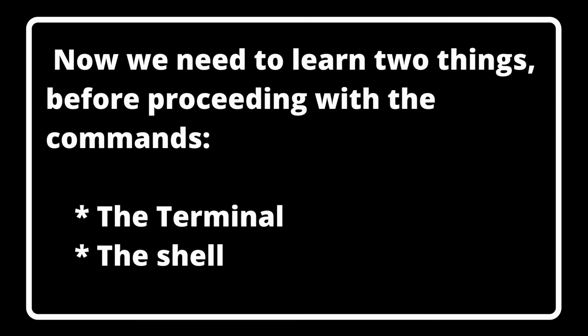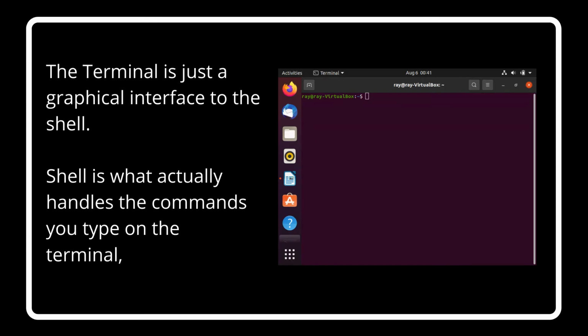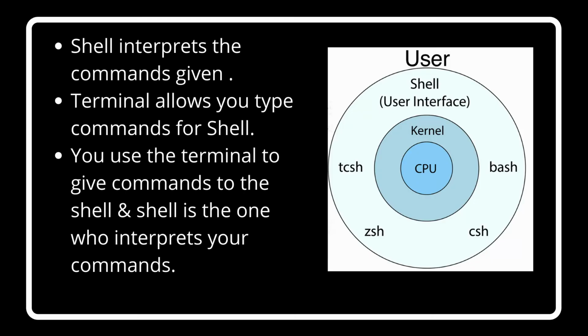The terminal and the shell. The terminal is just a graphical interface to the shell. The shell is the one who actually handles the commands you type on the terminal. The shell interprets the commands given, and the terminal allows you to type commands for the shell. To put it simply, you use the terminal to give commands to the shell, and the shell is the one who interprets or understands the commands given and processes them for you. You use the terminal to interact with the shell, and the shell gets the job done.